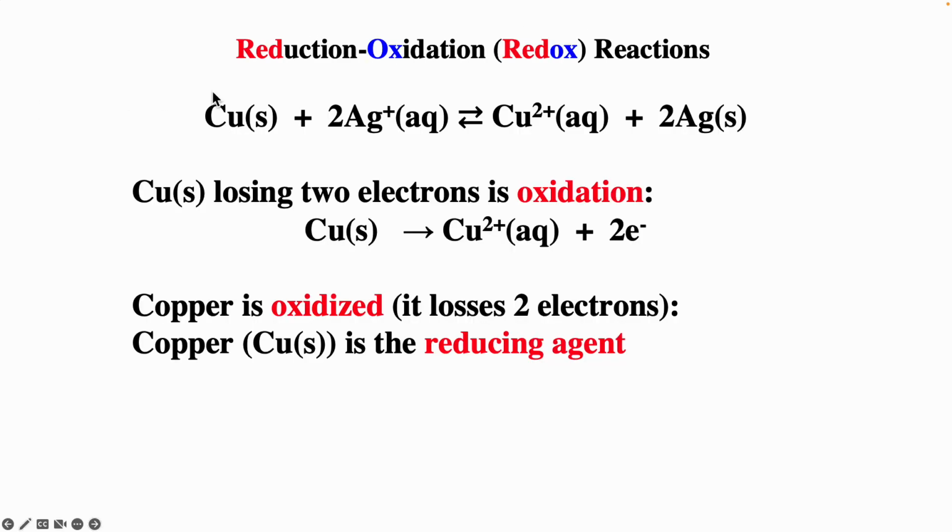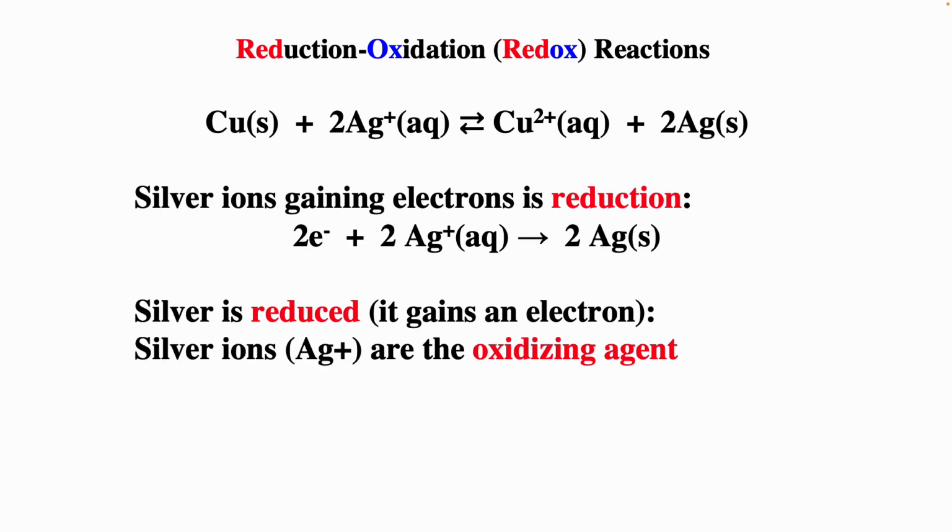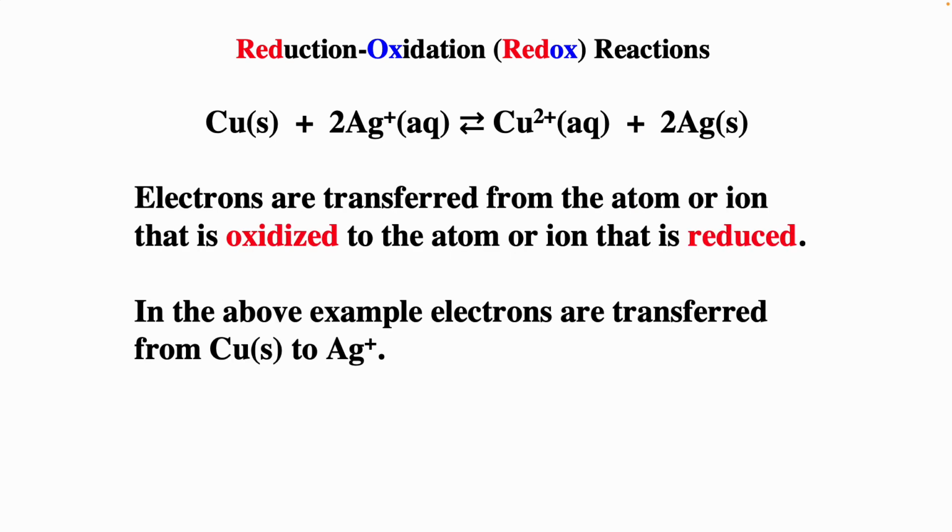And so the copper is losing 2 electrons, it's being oxidized, and so the copper metal is the reducing agent. Each silver ion is getting an electron, and so the silver ions are being reduced, and so the silver ions are the oxidizing agent. Electrons are transferred from an atom or ion that is oxidized to an atom or ion that is reduced. In the above example, electrons are transferred from the copper metal to the silver ions.